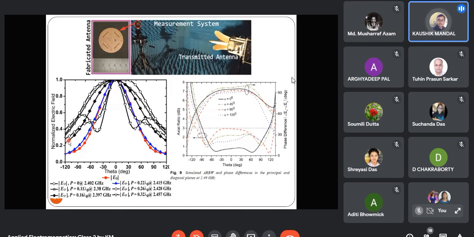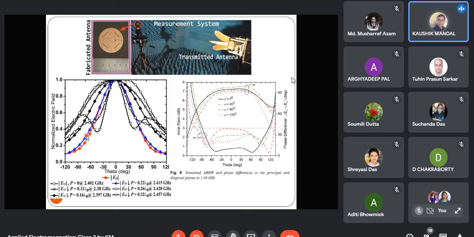For E theta only one plot has been shown, but for E phi we have shown different plots, and it is found that for this particular value of P, that is P equal to 0.22 lambda 0, that is the proposed value of this particular design, E theta and E phi almost overlap with each other.